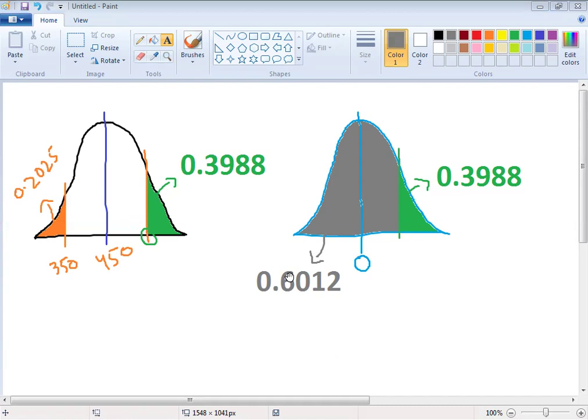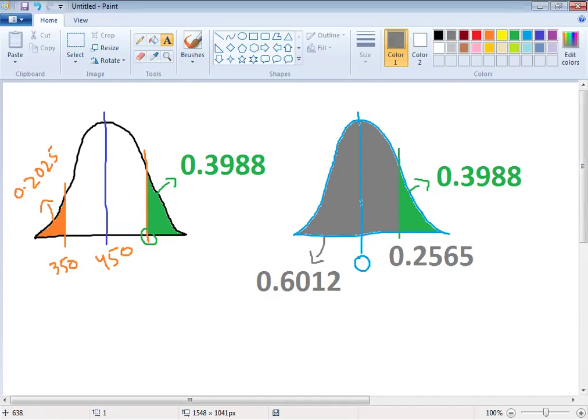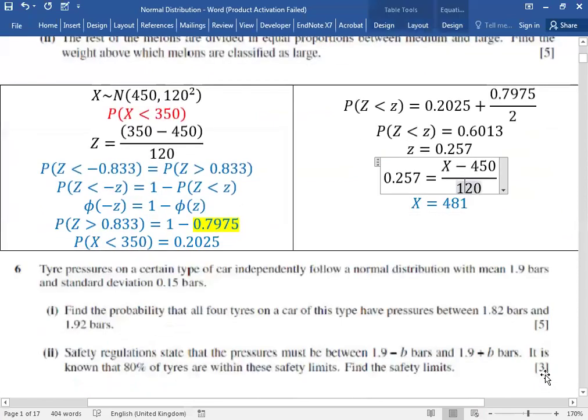Now you have the z value and you must find the x value. You found z, z is 0.2565. You can use the same formula, z equals x minus mu over sigma. Even if you take 0.257 nobody will penalize you, obviously, because when we get this close, we take the closer one. Again z equals x minus mu over sigma. When z is 0.257 or 0.2565, what is the value of x? 450, 481. Is this clear now?